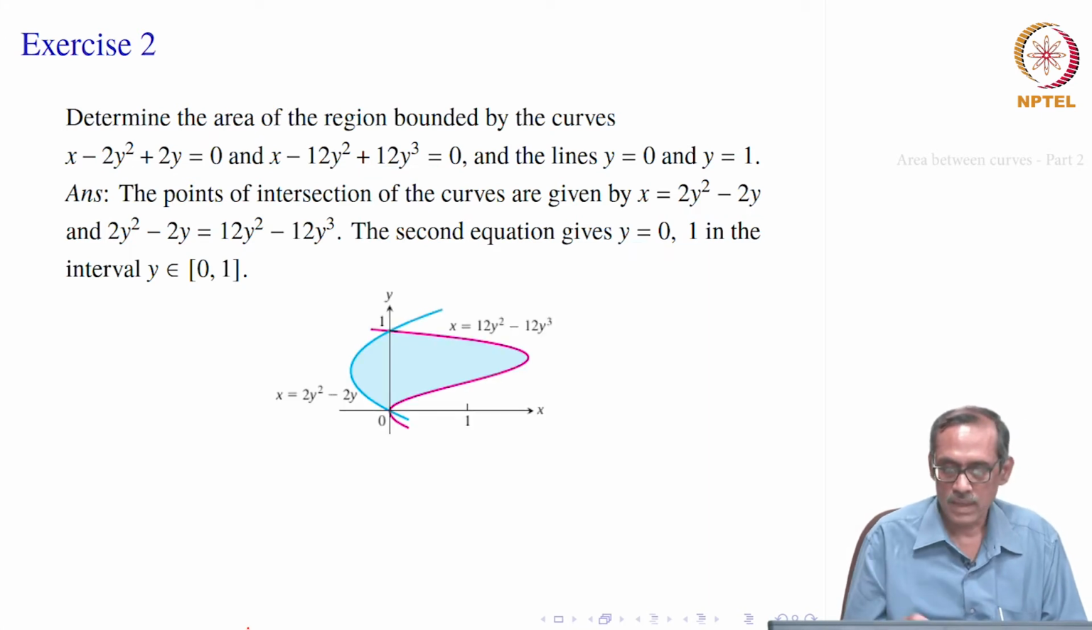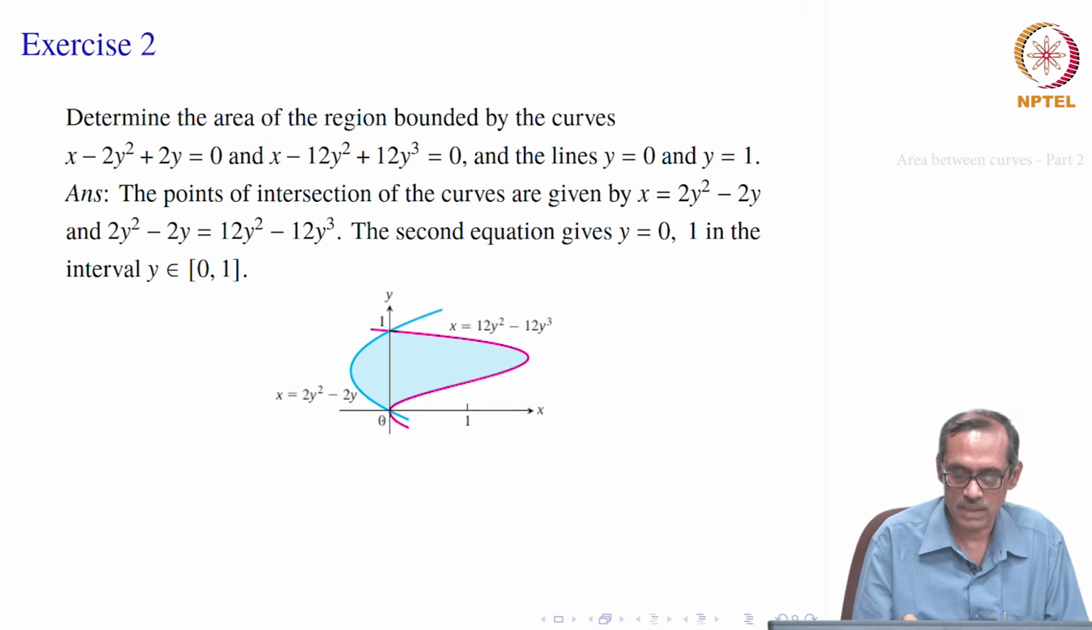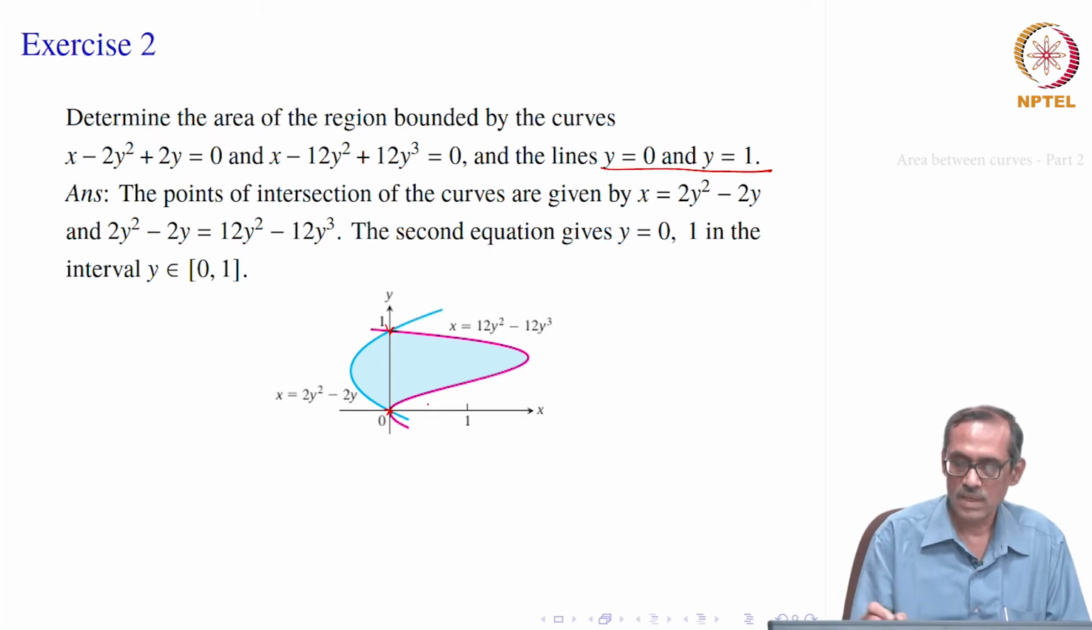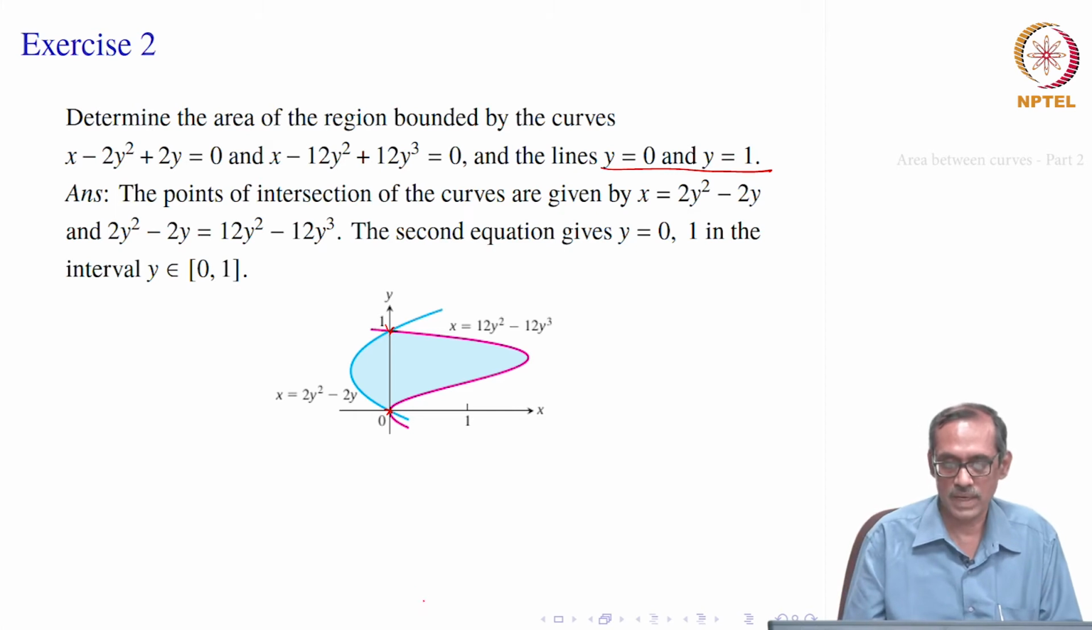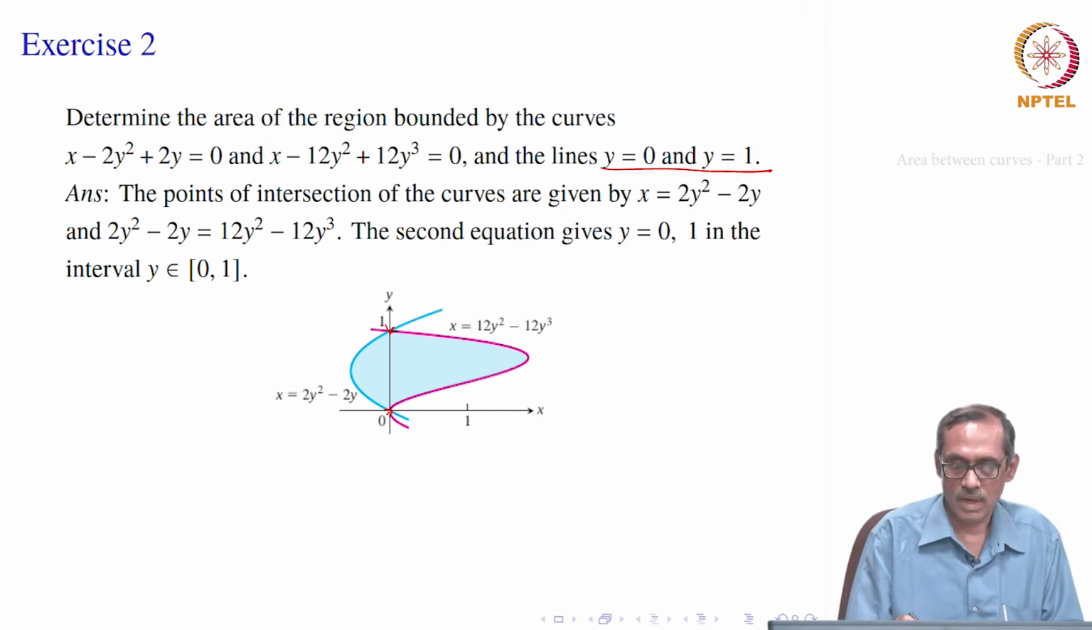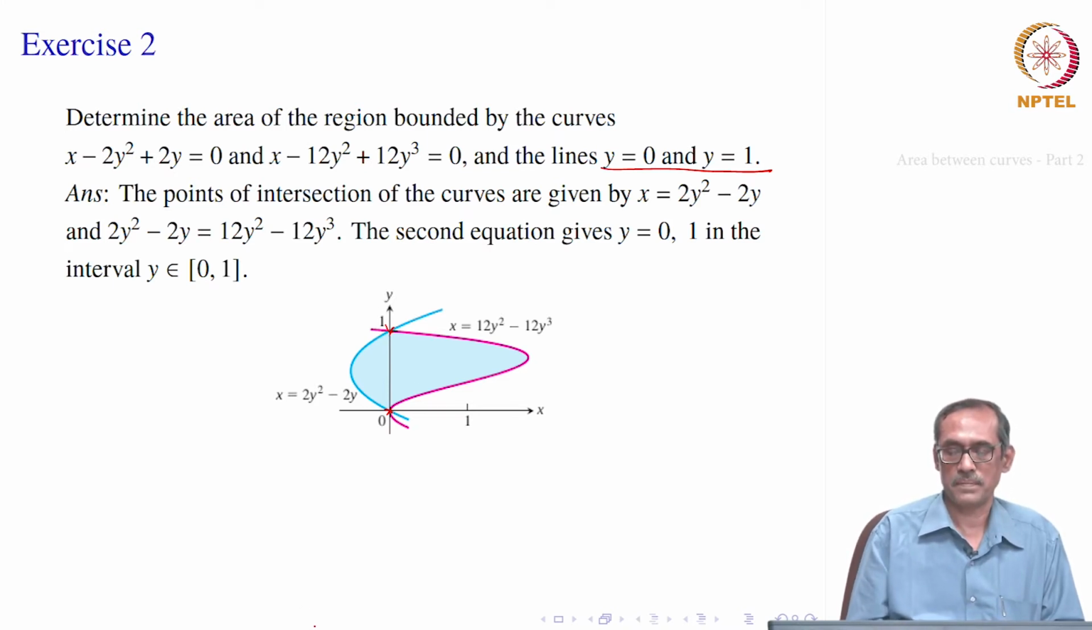Okay. So, if you really plot them, it would look something like this. x equal to 2y squared minus 2y is the curve on the left, that is the blue one, and the magenta one is x equal to 12y squared minus 12y cubed. So, you want to compute the area between them, where y equal to 0 and y equal to 1 are exactly the points of intersection. So, giving that line is really superfluous here. We could have just asked to determine the area of the region bounded by these two curves. Fine. And in the upper half plane, so in the upper half plane only is the region we would be getting.